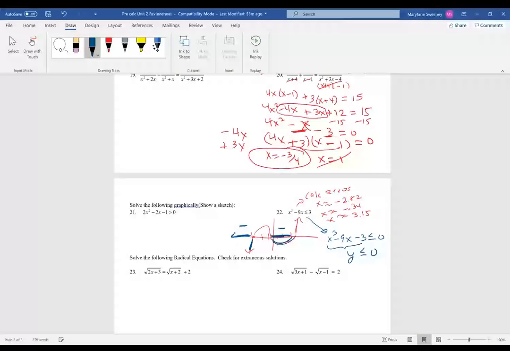So over this interval, my answer would be negative infinity to negative 2.82, hard bracket. And then negative 0.34 to 3.15.